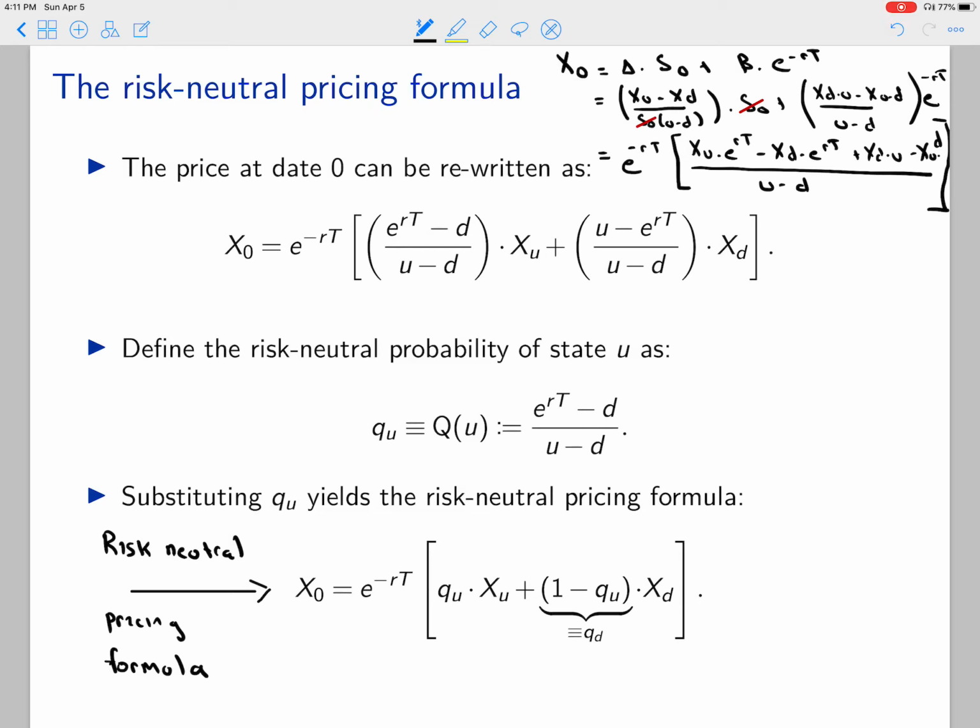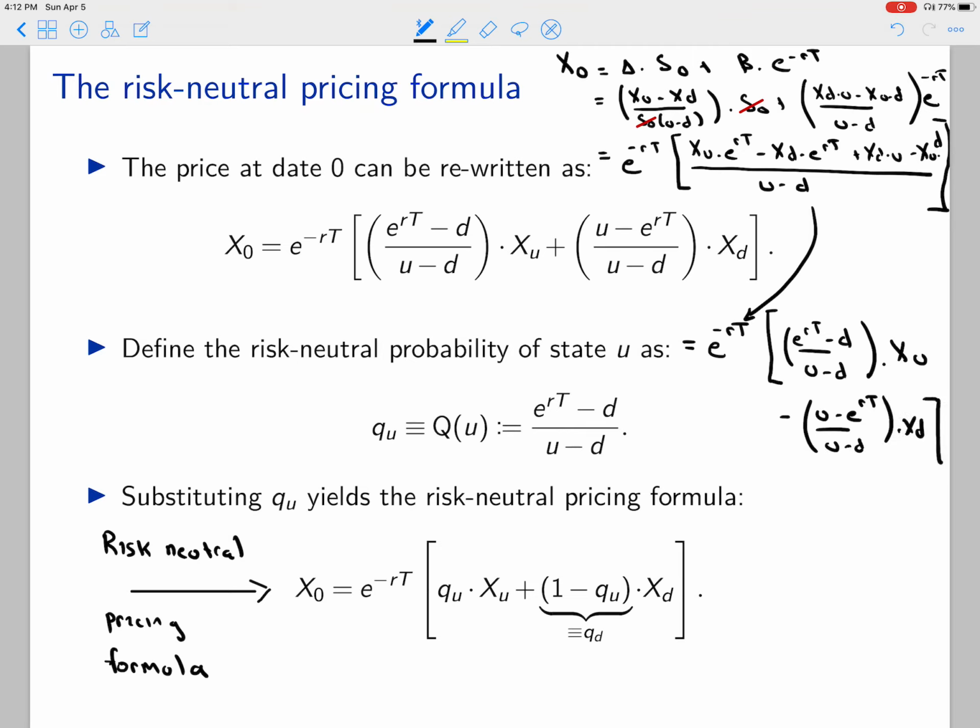Okay, and the final step of deriving the risk neutral pricing formula, which I'll put down here, all we do is we start combining like terms. We still have e to the negative rt factored out. And what we're going to do is combine the terms in front of xu and xd. In front of xu comes (e^rt - d)/(u - d). You can check all my work on your own. Dot xu, plus (u - e^rt)/(u - d) dot xd, all closed brackets.